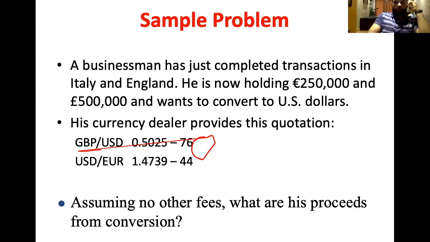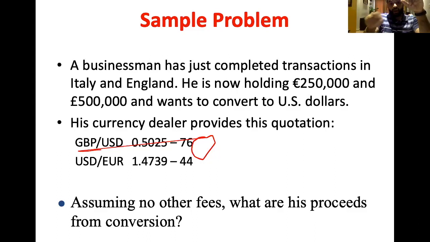Right. So for euro, if you convert your 250,000 euro, you will use this exchange rate. Why? Again, this is American terms, direct quotation. So what you are doing here with 250,000 euro is you have to buy USD.